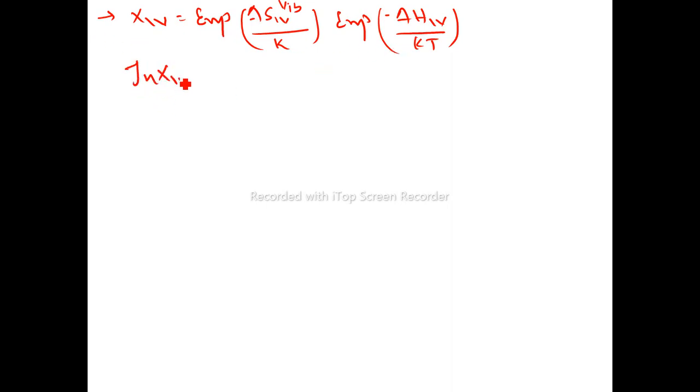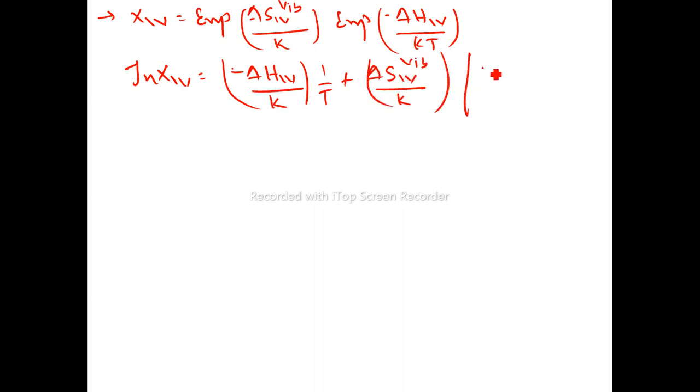ln of x1v equals minus delta h1v divided by k times 1 by T plus delta s1v divided by k of vibration. So this is the equation that we have, y equals mx plus c.